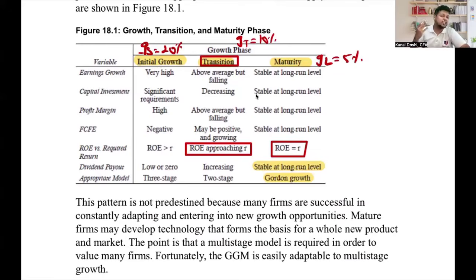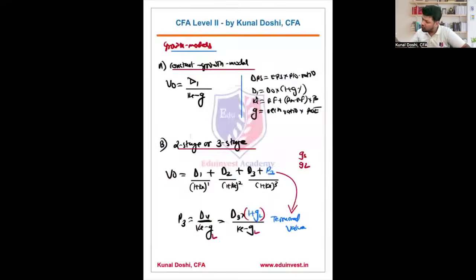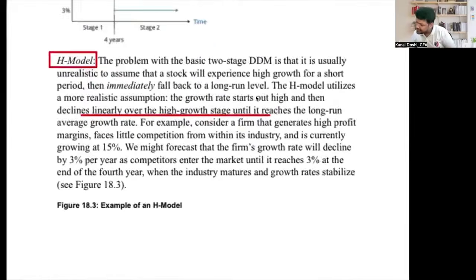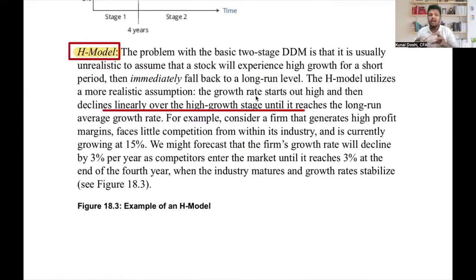In reality, we also use spreadsheet modeling in real life, although we are not going to use any spreadsheet modeling in the syllabus. Correct? Important thing, what is the new model called the H model? Two-stage, three-stage is fine, but the H model has a slightly unique formula. So, where is the H model here? In the syllabus, they have given the H model. Why is the word H? Because the company is going to transition over a period rather than suddenly falling. Correct?